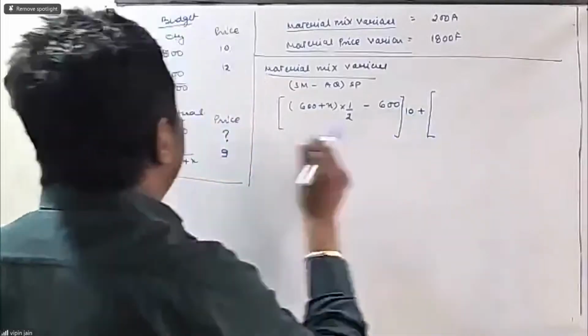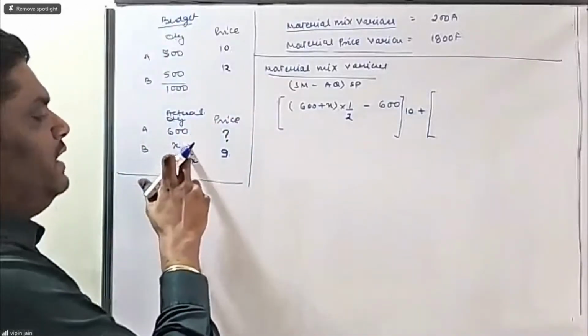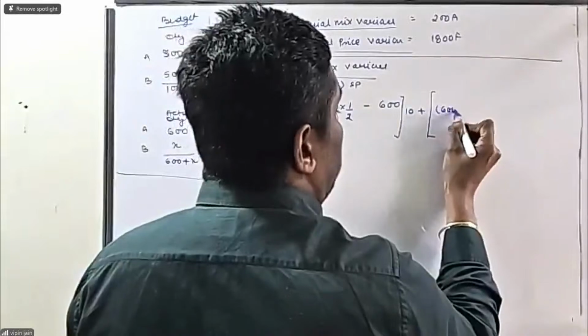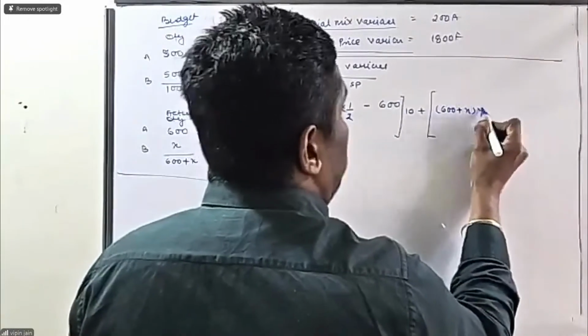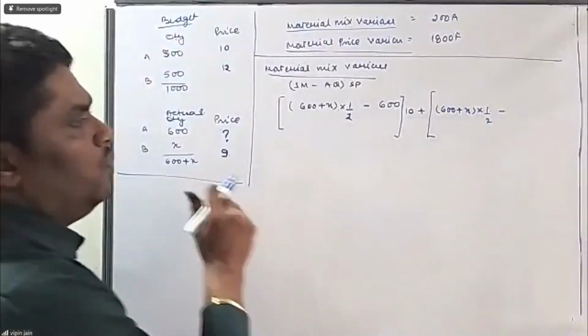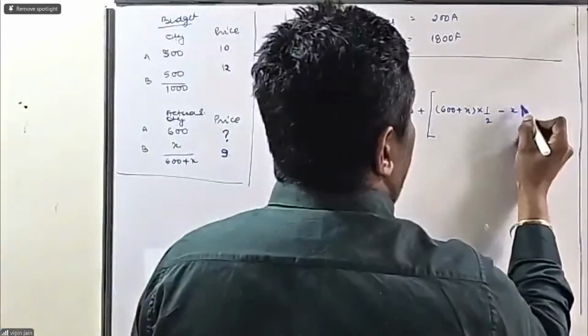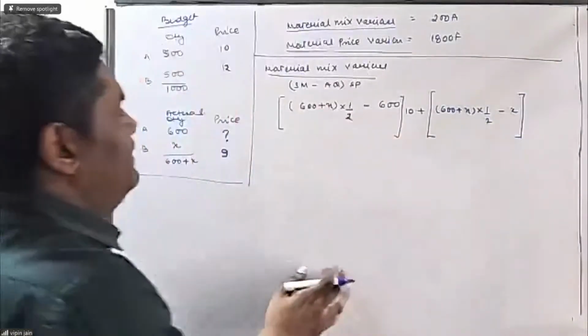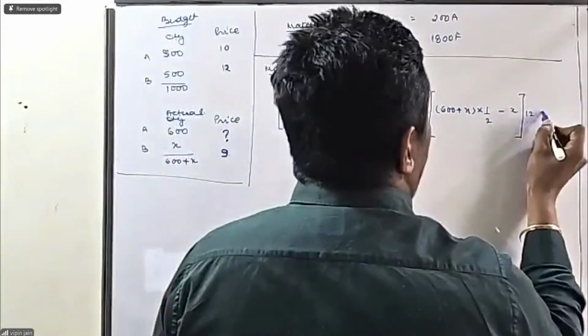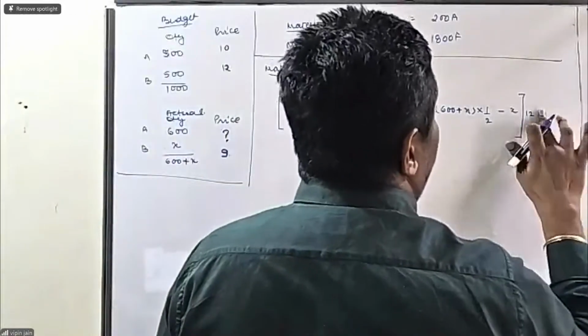Similarly, for B also the same. 600 plus X should be in the ratio of 1 is to 1, minus my actual quantity. Actual quantity is X. And this should be multiplied by how much? 12. This should be equal to 200 adverse.